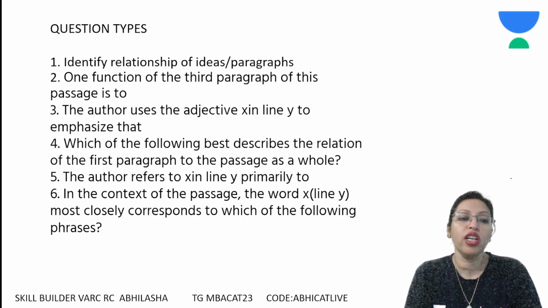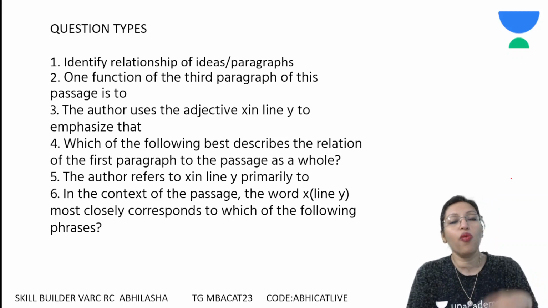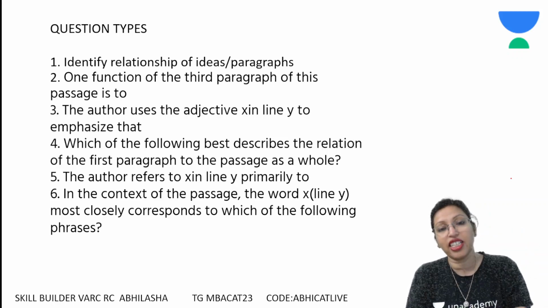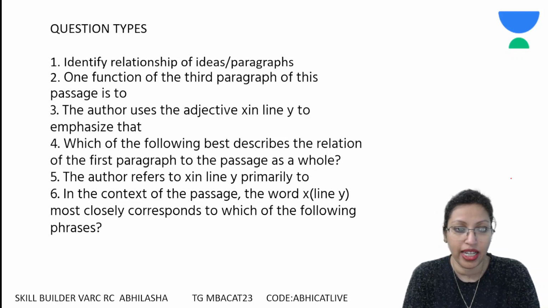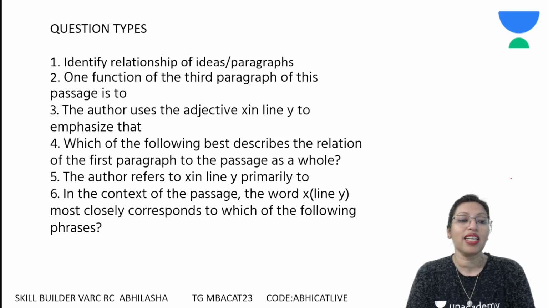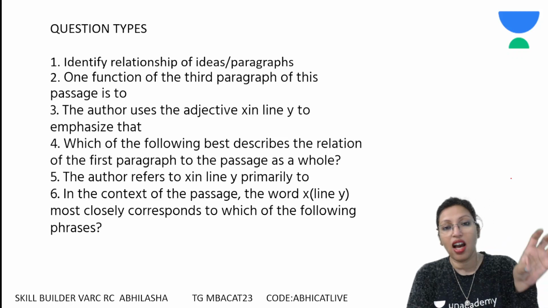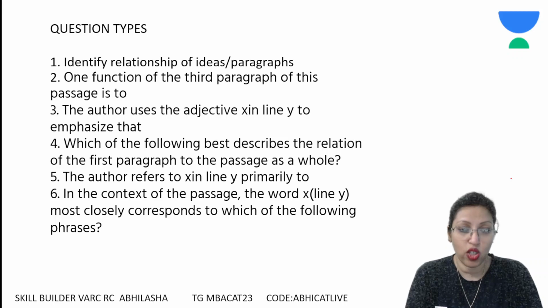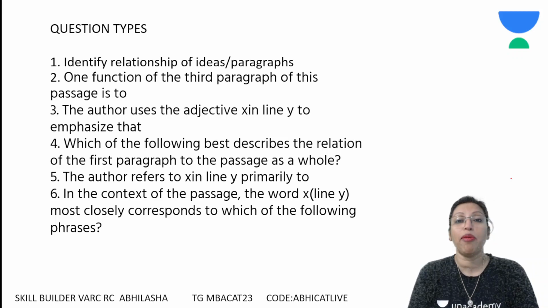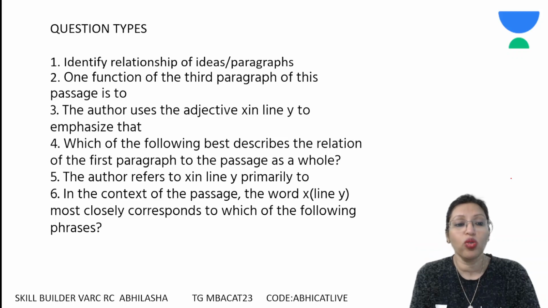The third question says the author uses adjective X in line Y to emphasize something. So why does he use a particular adjective in a particular line? What is he trying to emphasize by using a particular adjective? So that, which of the following best describes the relationship of the first paragraph to the passage as a whole? So you could have one paragraph and then you could be asked to identify what the relationship of that paragraph is to the rest of the paragraph. The author refers to point X in line Y primarily to. So why does the author refer to a certain idea or a certain thought? What is he trying to convey?